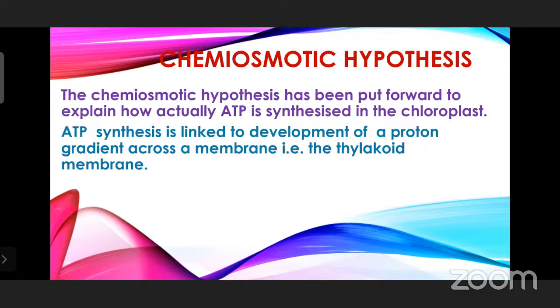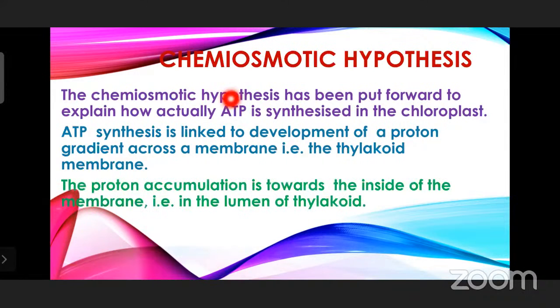ATP synthesis is linked to development of a proton gradient across a membrane, that is the thylakoid membrane. So simply this ATP synthesis is not a very easy thing. For this, a proton gradient must be developed. A proton gradient is developed across a membrane, the thylakoid membrane. The proton gradient is going to develop, and the energy from the protons will be utilized for converting ADP to ATP. So this is the main thing happening, and the thylakoid membrane role is very important.